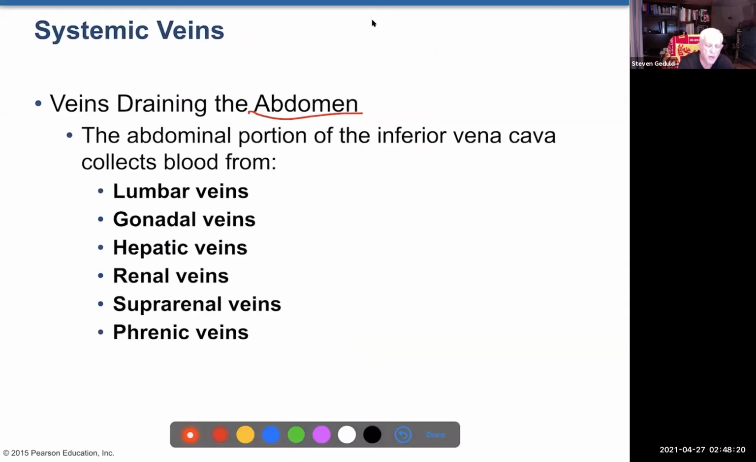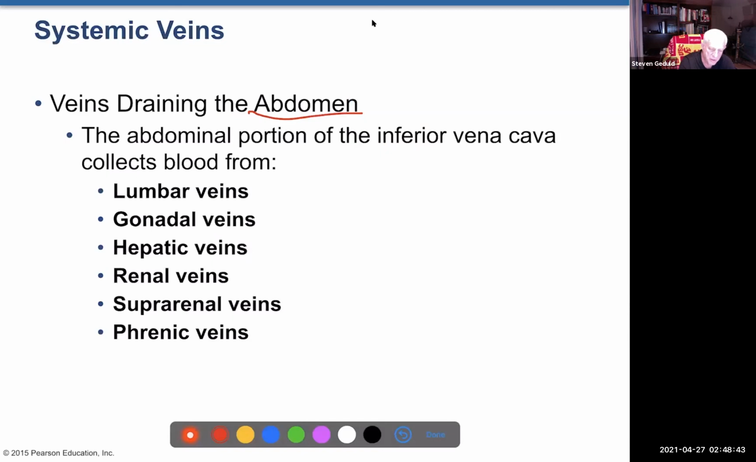Veins that drain the abdomen. The abdominal portion of the inferior vena cava collects blood from. Now, do you have a thoracic portion of the inferior vena cava too? Well, basically it has to get to the heart, but once it's through the diaphragm, it's the superior vena cava that drains all that area, but it has to get back up to the heart.